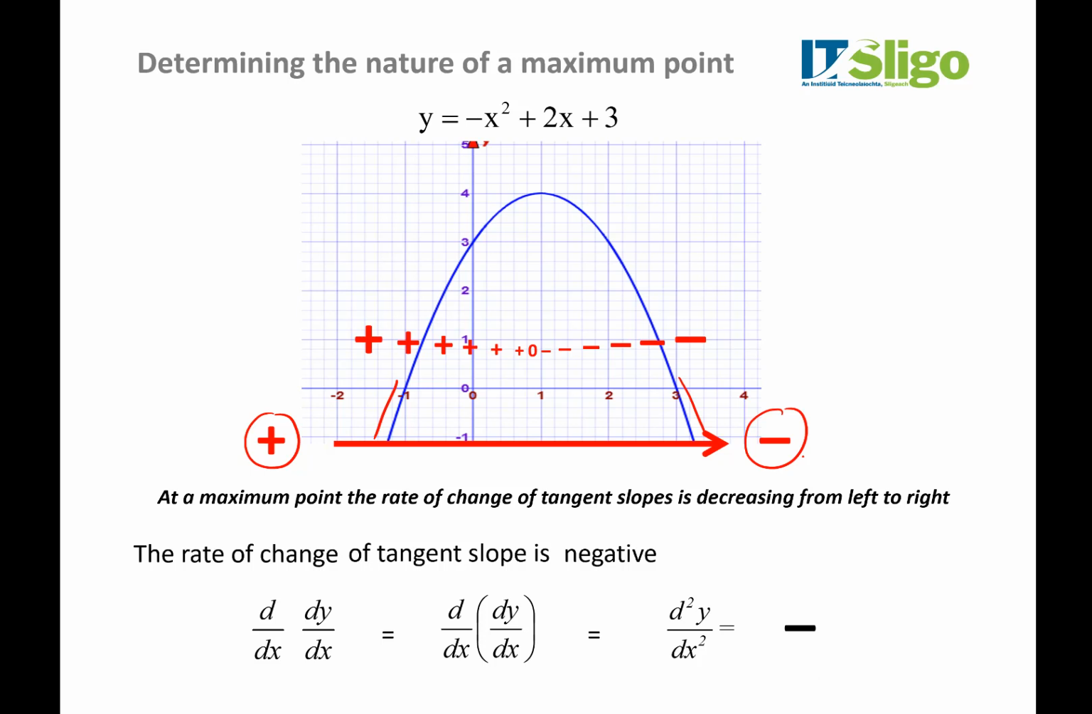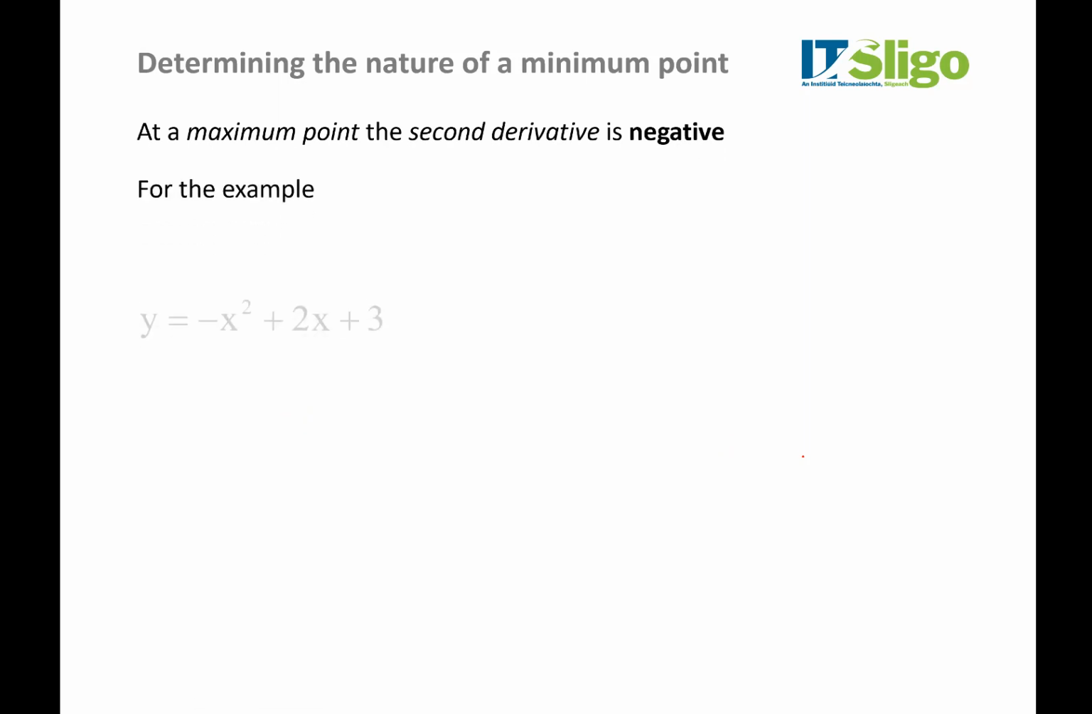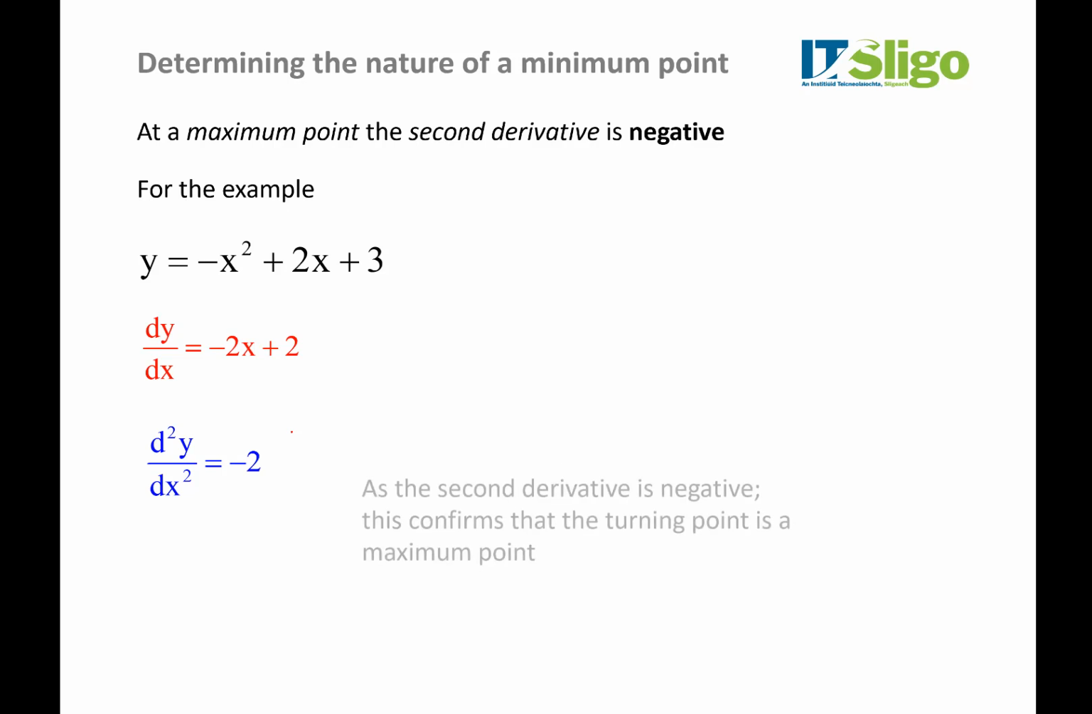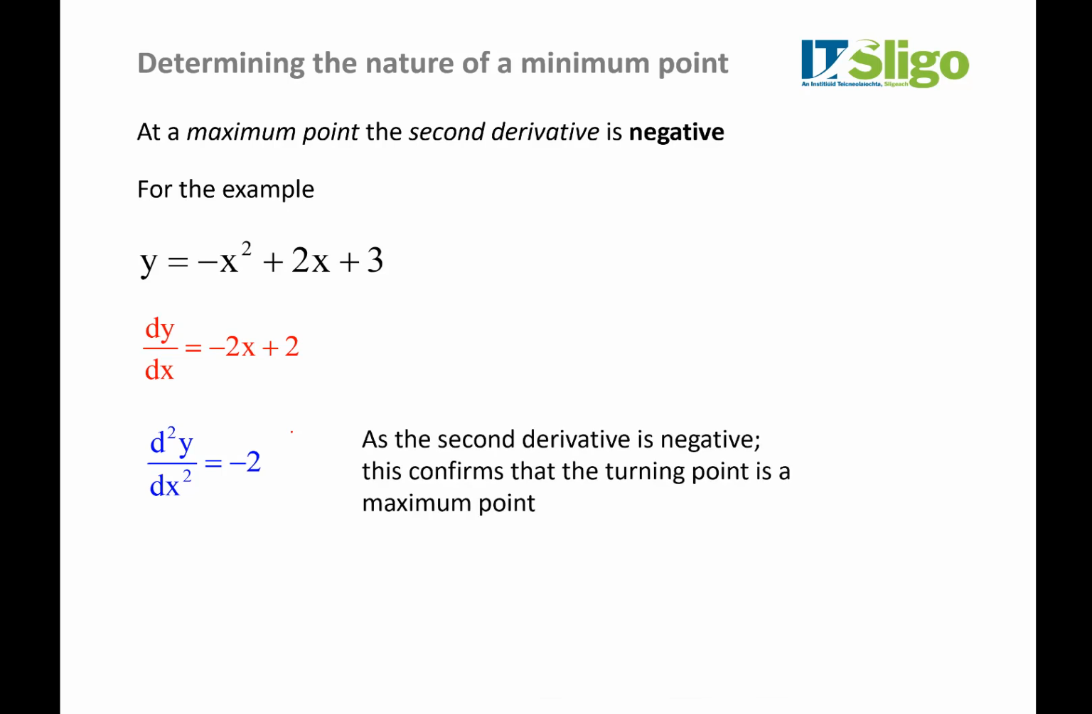I hope I'm not confusing you now. We'll have a little table in shortly that'll sum up everything. So at a max point, the second derivative is negative for our example that we were looking at. There's my first derivative, and when I differentiate again, I'll end up with minus 2. And like I said, I'm not so interested in the 2. I'm interested in the sign. The second derivative is negative. And that tells us then we're dealing with a maximum point.